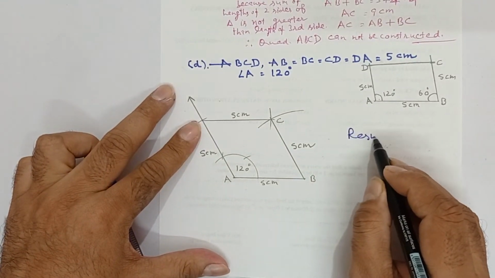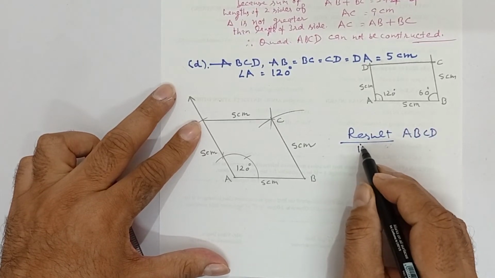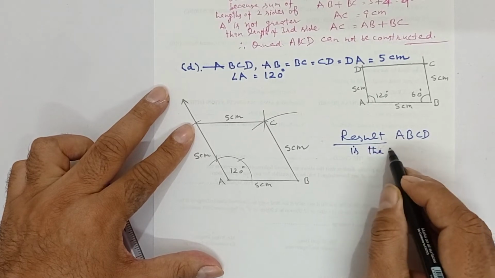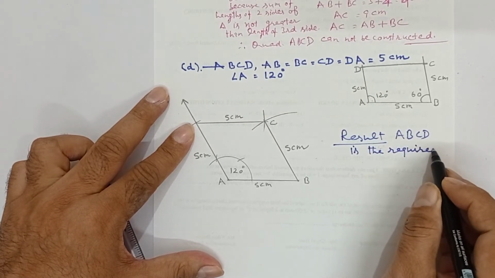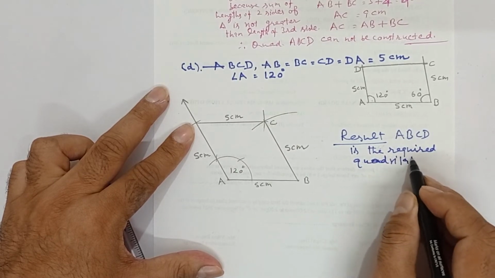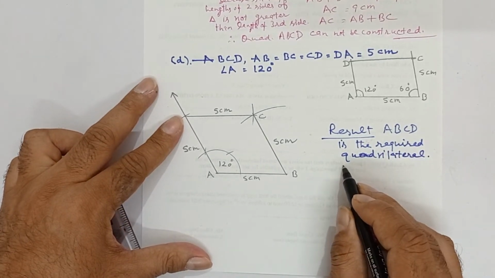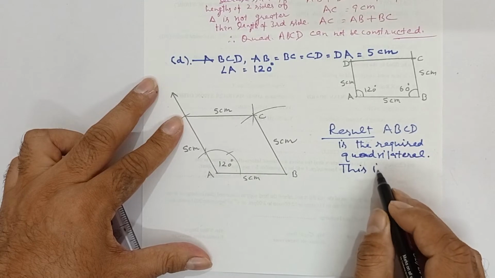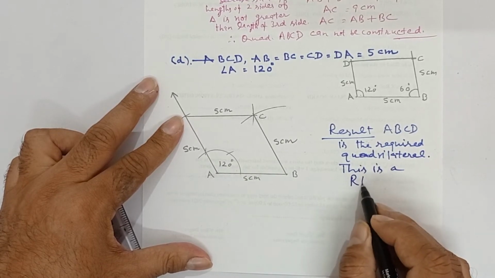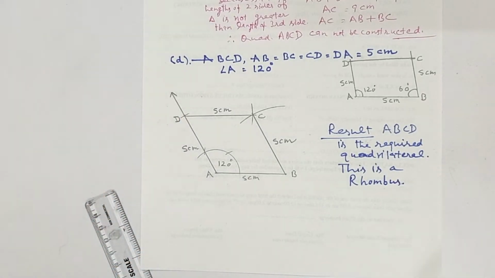So as the result we will write: ABCD is the required quadrilateral. Further, he is asking what type of quadrilateral this is. So this is a rhombus. You must always read the question thoroughly in the exam. Sometimes some students leave out the type. If it is asked, you must write it in the exams, right?